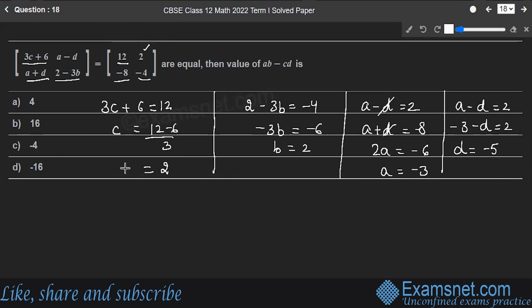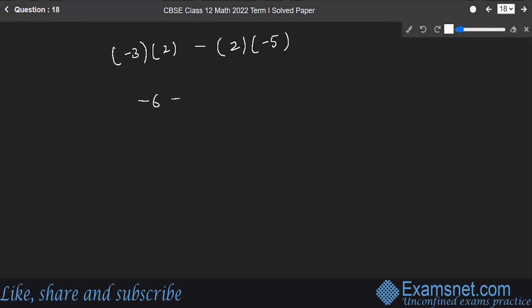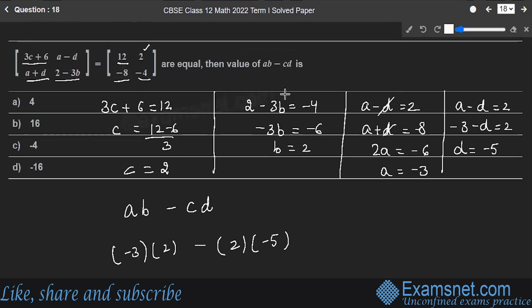Now let's write down. You have C as 2, B is also 2, A is minus 3, and D is minus 5. You have to find out AB minus CD. A was minus 3 into 2 into 2 minus 5. This is minus 6 plus 10, or 4 is the answer, right? Option A is the correct answer. Hope you got that. Let's move to the next question, number 19.